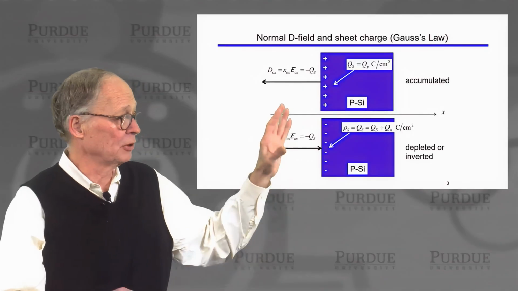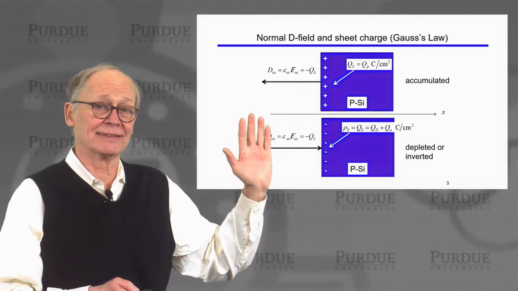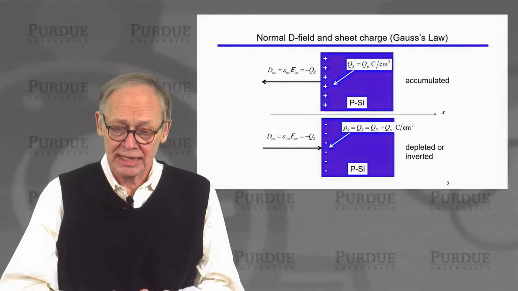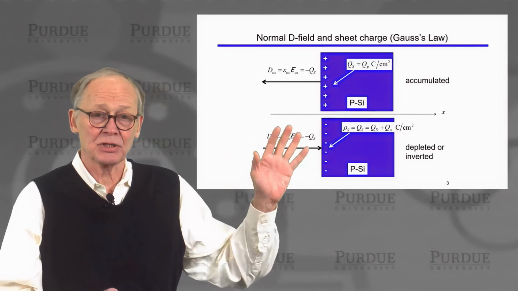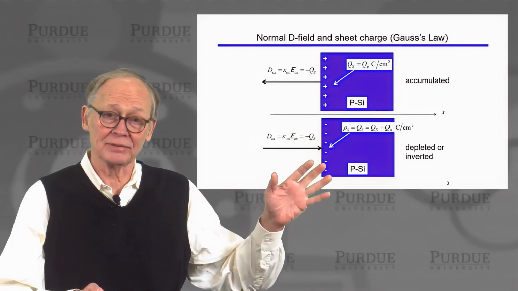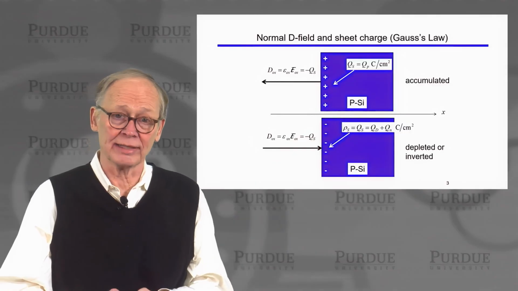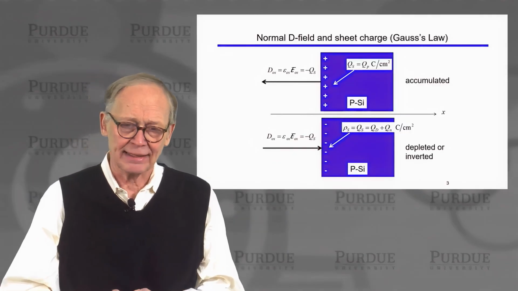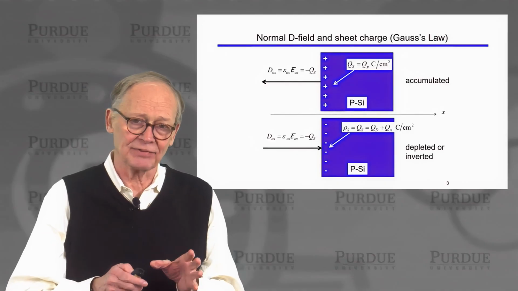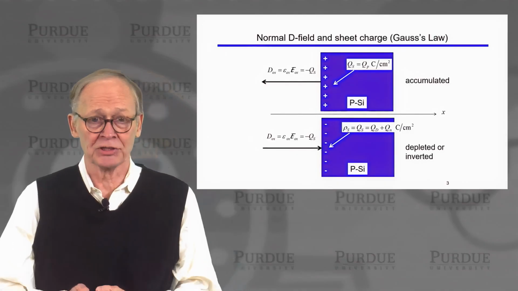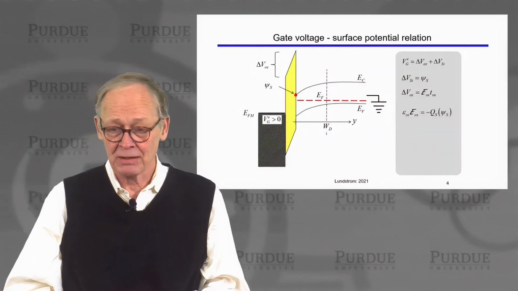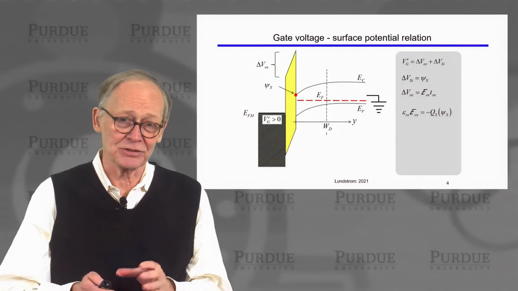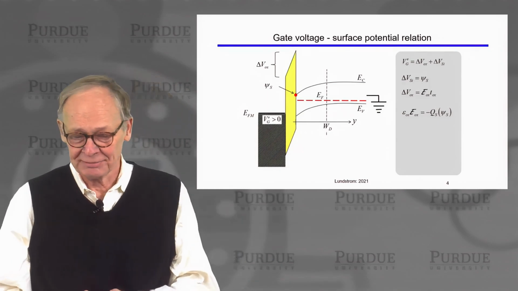The displacement field points from the positive charges on the gate here, not shown, towards the negative charge. And it's just minus Q sub s. Q sub s is negative, so the displacement field is pointing in the positive x direction. So that's Gauss's law, and that allows us to relate the electric field in the oxide to the charge in the semiconductor. Okay, now we can get back to relating the gate voltage to the surface potential.